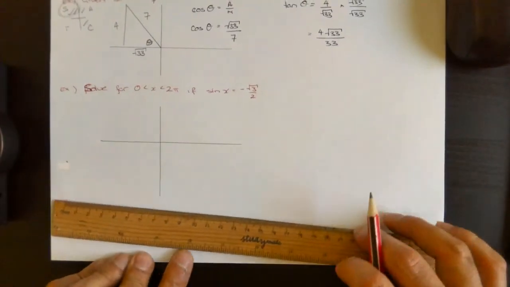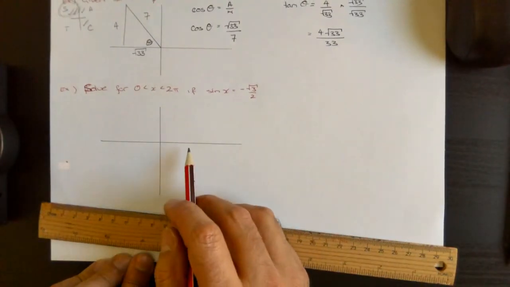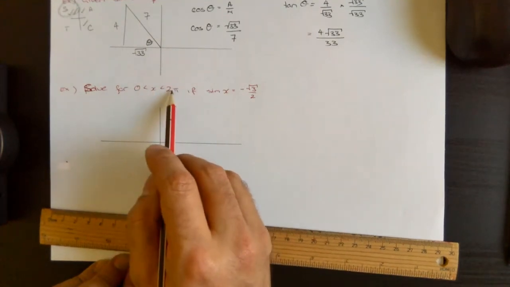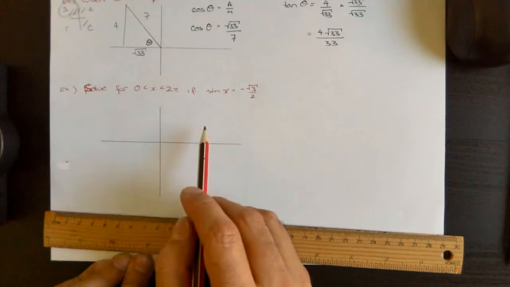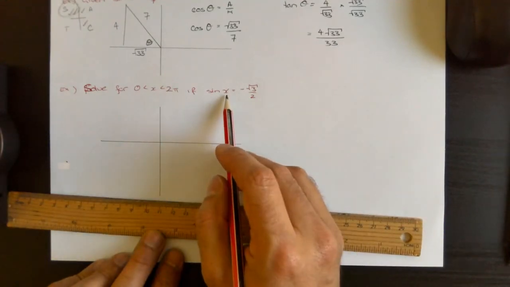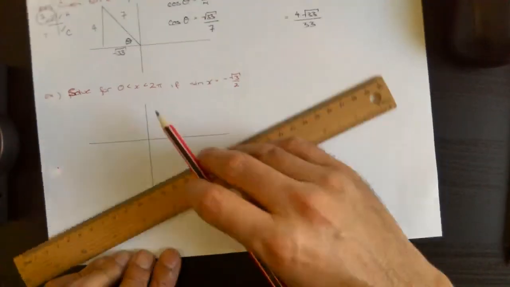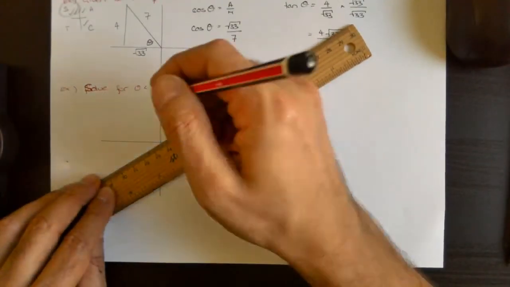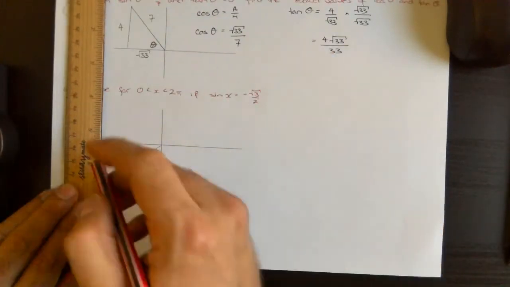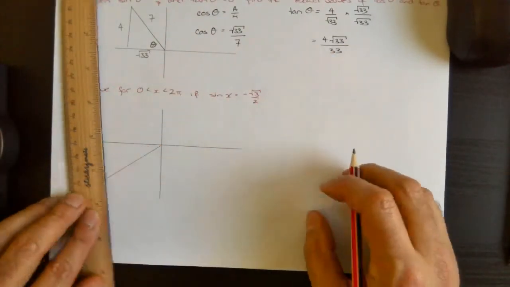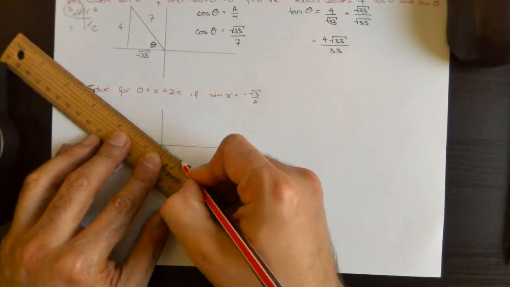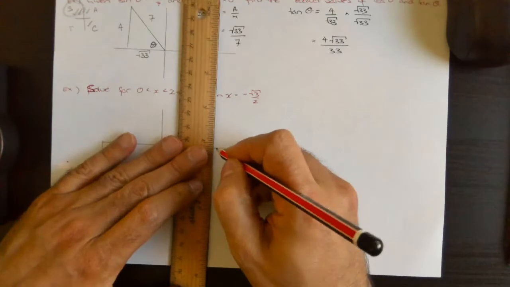I'm going to get 2 solutions for this because I'm going to do a full revolution. So I look at it and go, where is sine negative? It's down here. Sine is negative in this quadrant, and it's also negative in this quadrant.